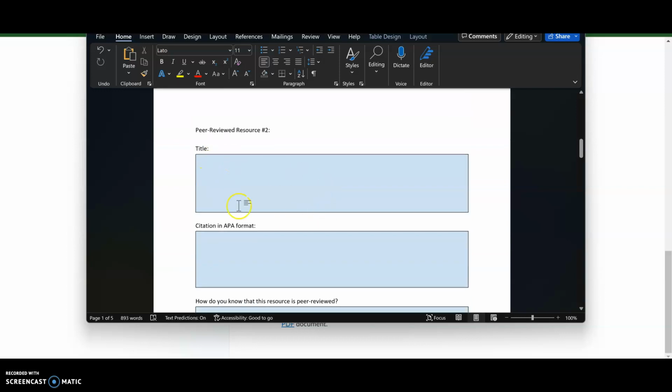Then you're going to post your second one. I didn't put one here because, like I said, this is just kind of to give you an example of what you should be doing.